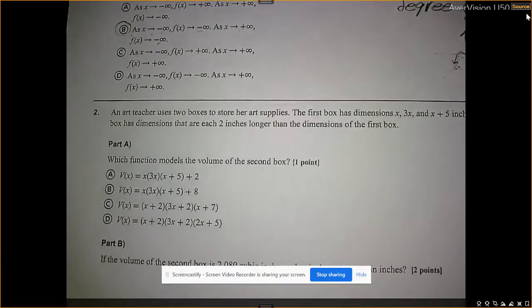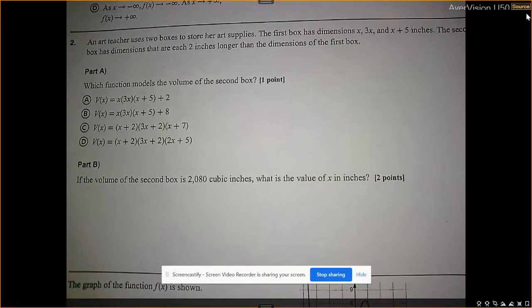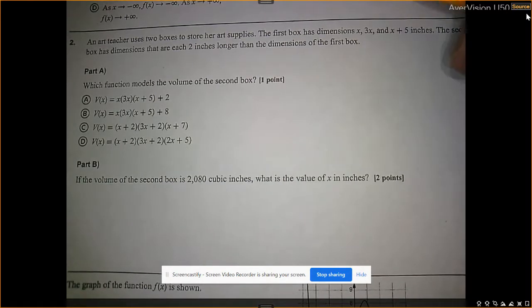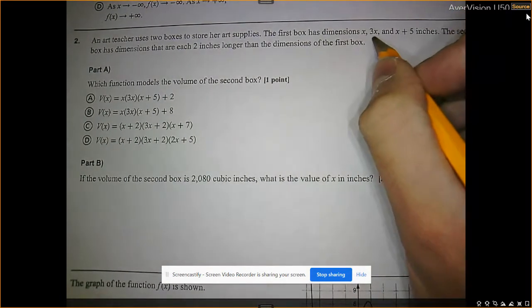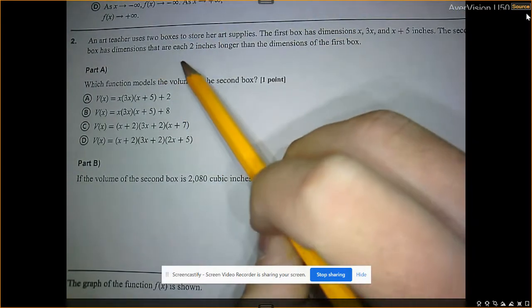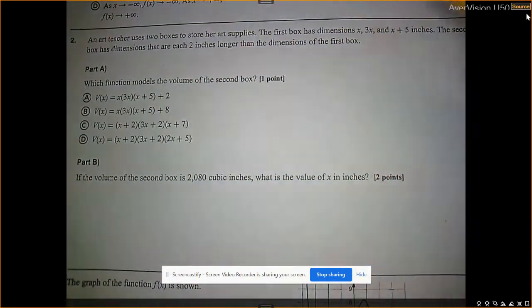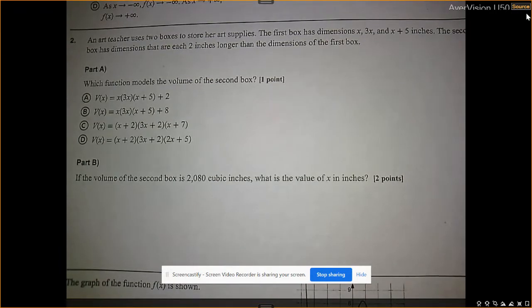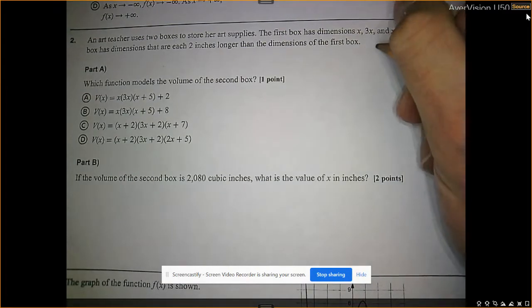Now, number two, we have an art teacher who uses two boxes to store her art supplies. The first box has dimensions x, 3x, and x plus 5. And the second box has dimensions that are each 2 inches longer than the dimensions of the first box. So we need to be thinking here. How do you find the volume of any box? Well, it's each dimension times each other.